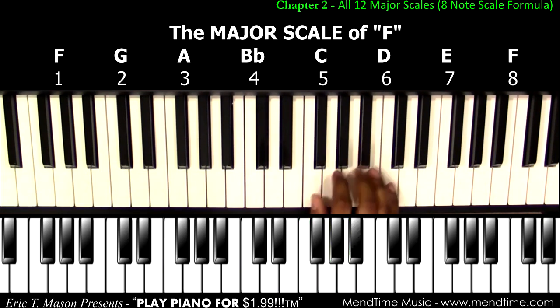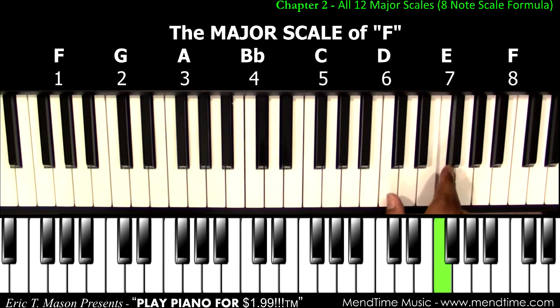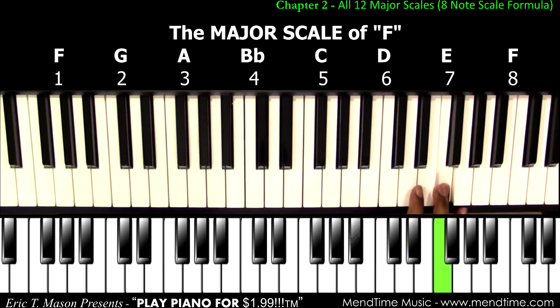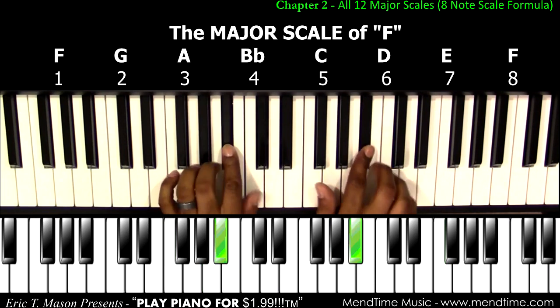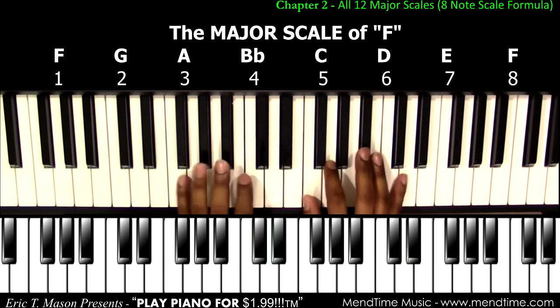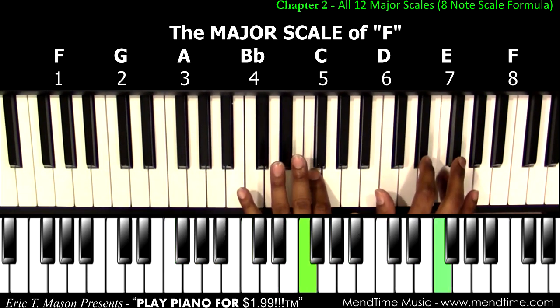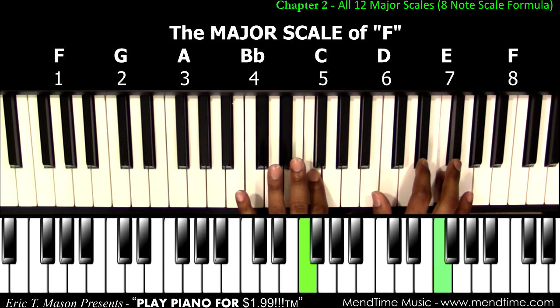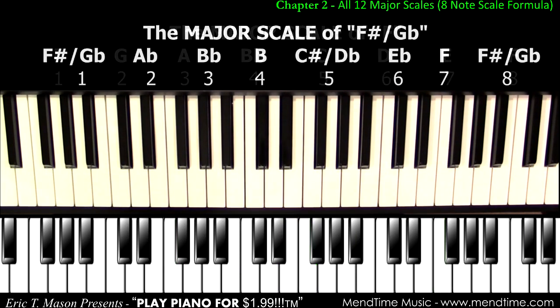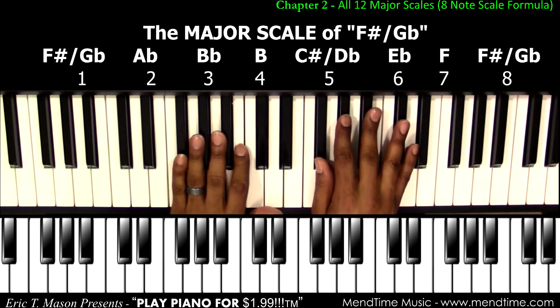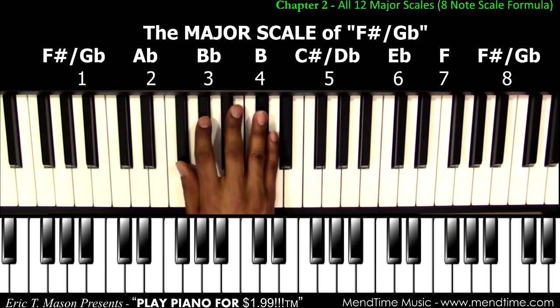Starting at 1, whole, whole, half, whole. So let's go. 1, 2, 3, 4, 5, 6, 7, 8. 1, 2, 3, 4, 5, 6, 7, 8. Hands. 1, 2, 3, 4, 5, 6, 7, 8. And that is our scale of F. Now let's move up to F sharp. I'm going to start a little lower for the sake of the video.